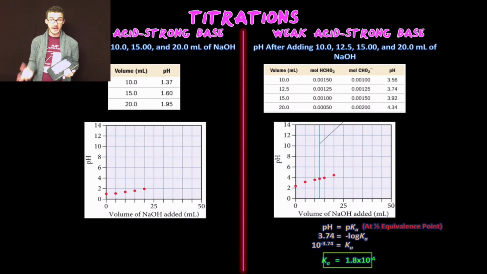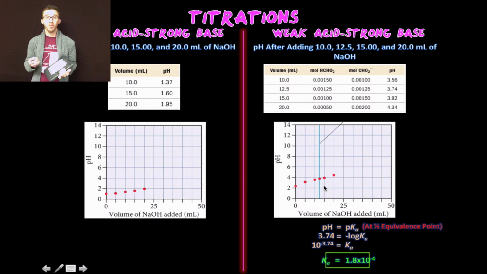Note, our Ka, 1.8 times 10 to the minus 4, is the same as the Ka that we were provided with originally. So an important point in those weak acid, strong base titrations is to look for the half equivalence point to help identify the Ka of your acid.